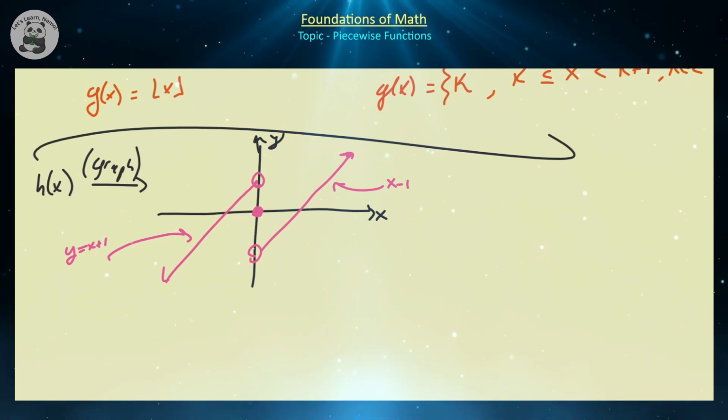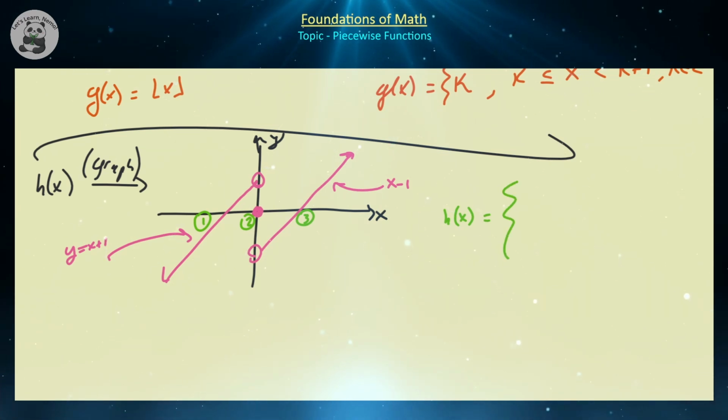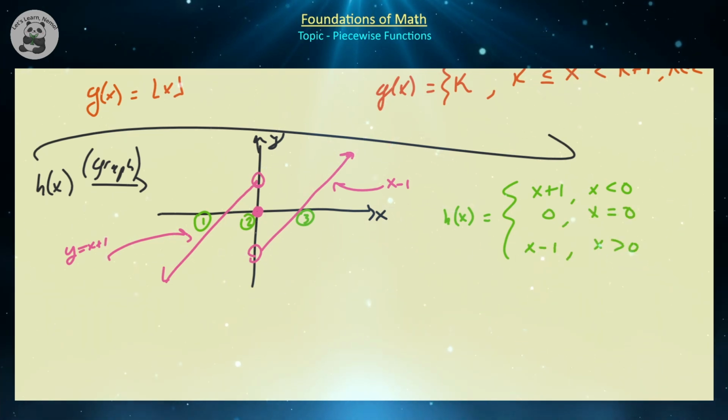So how would we represent this as a piecewise function? For example, we have piece 1, piece 2, and piece 3 going in order from left to right. So we can say that h of x is going to be equal to x plus 1 for x less than 0, 0 for x is equal to 0, and x minus 1 for x greater than 0.